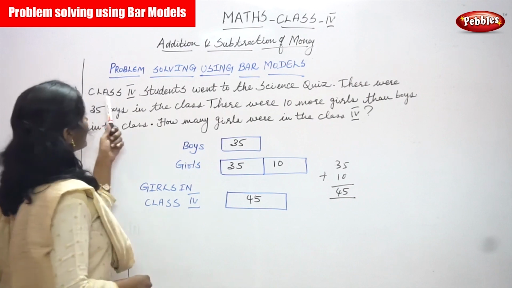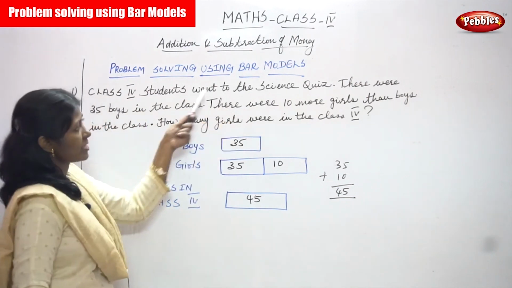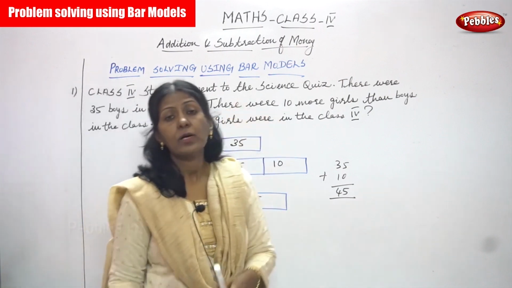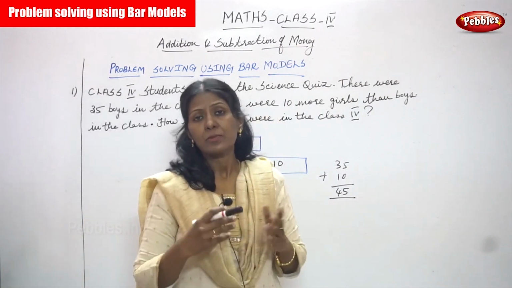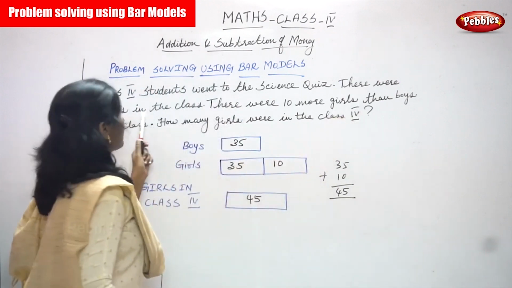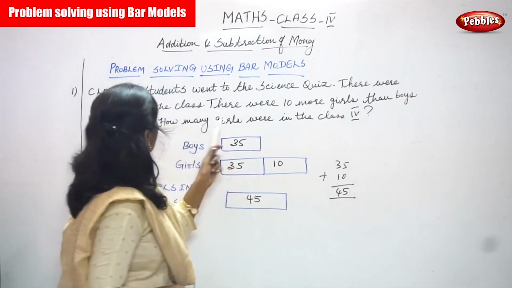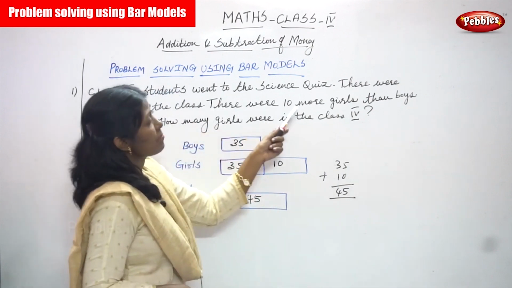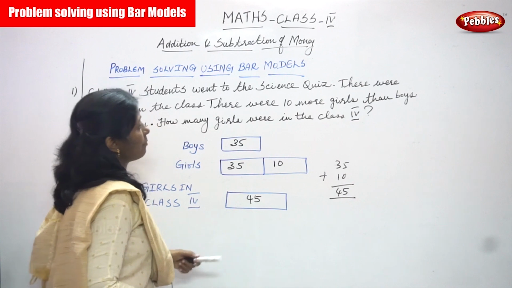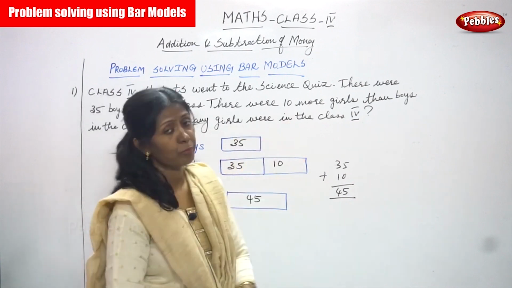First question. Class 4 students went to the science quiz. There were 35 boys in the class, and there were 10 more girls than boys.